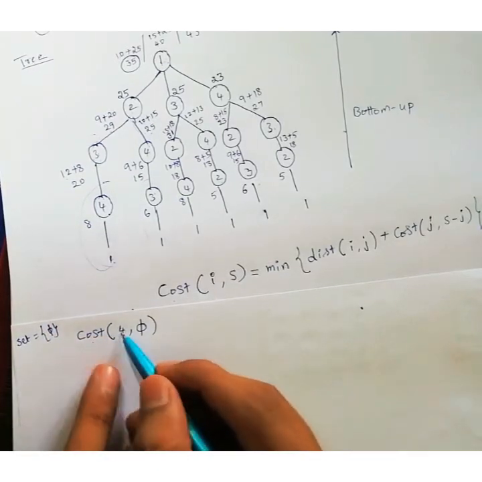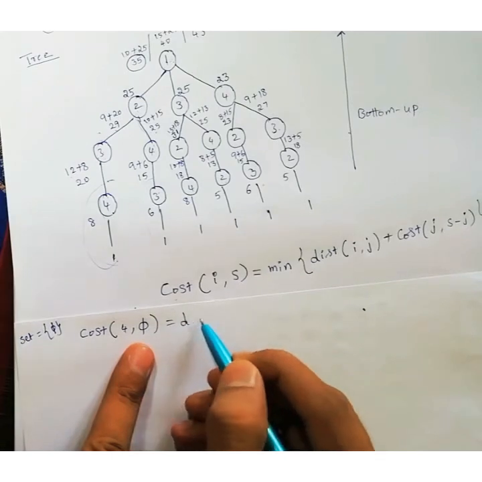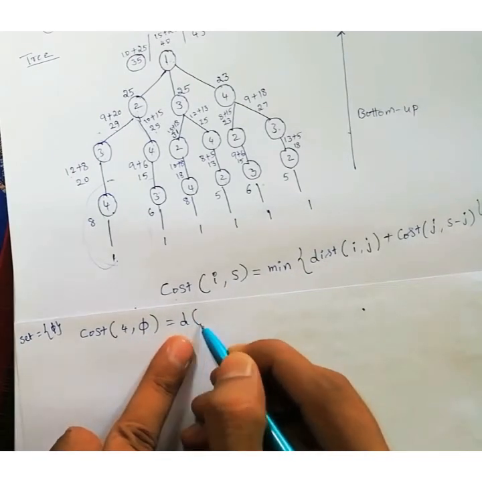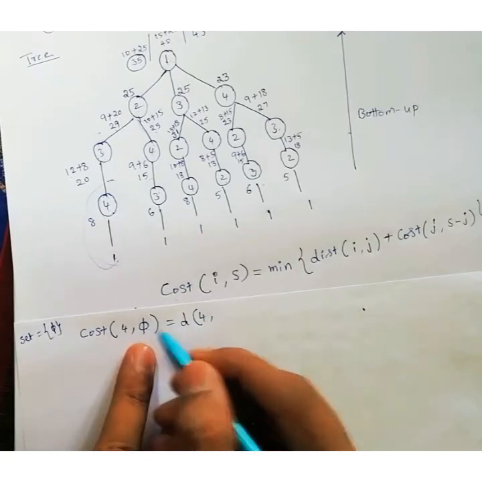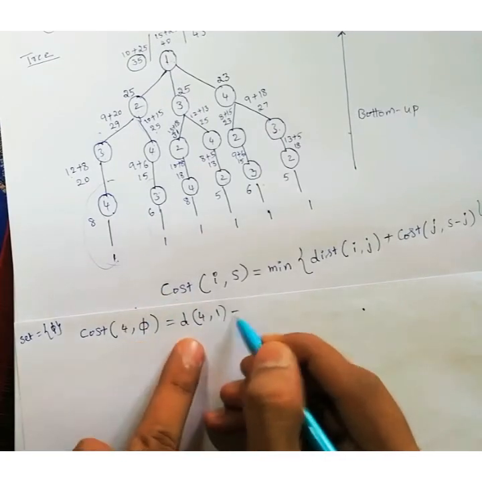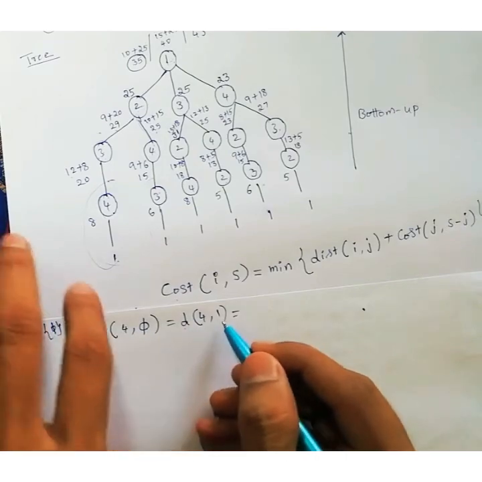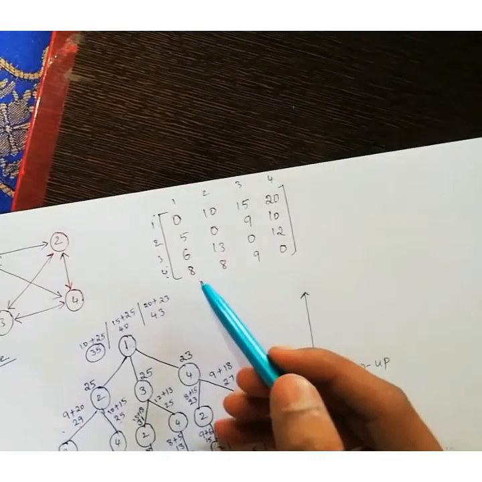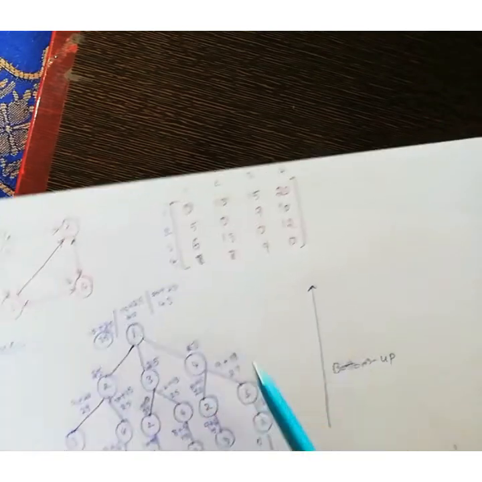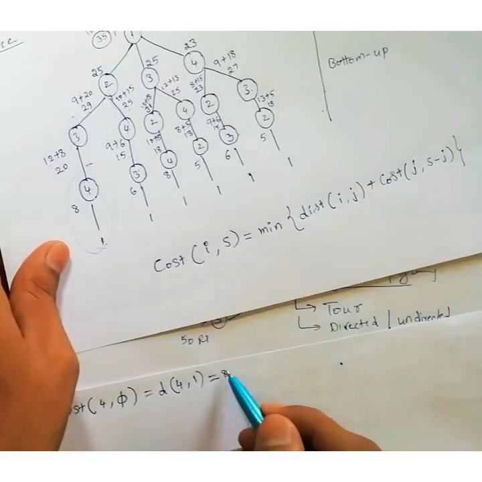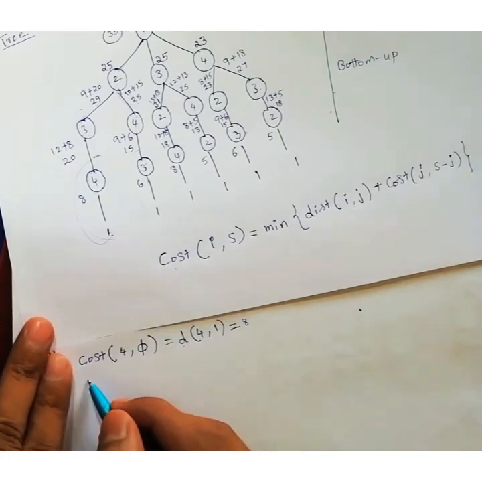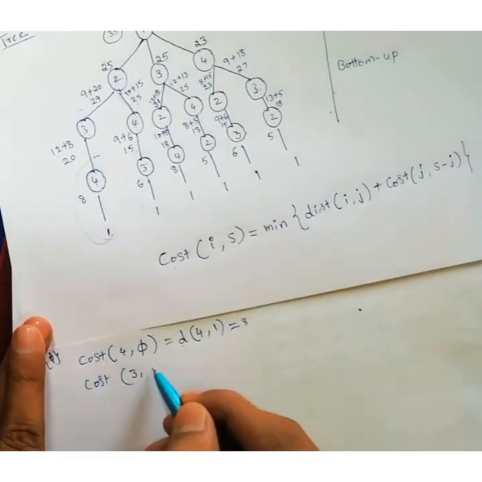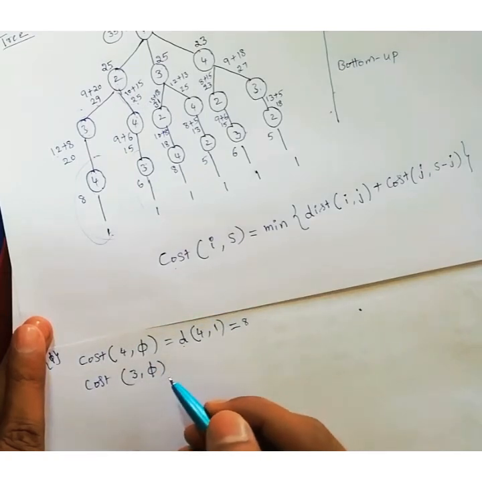Cost of 4 to phi, what is the value? So instead of distance I will take D now. So D of 4 to, what is the initial vertex? 1. And what is the total cost from distance 4 to 1? So 4 to 1, you can see the tree, and also you can see your cost matrix. From 4 to 1, what is the distance? 8. In the same way calculate cost of 3 to 1. 3 to initial vertex.